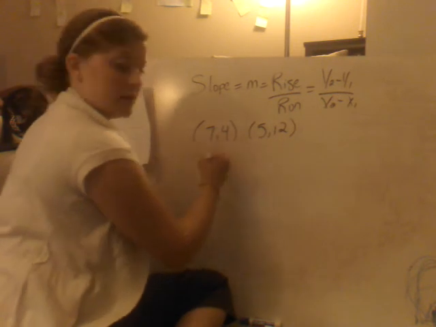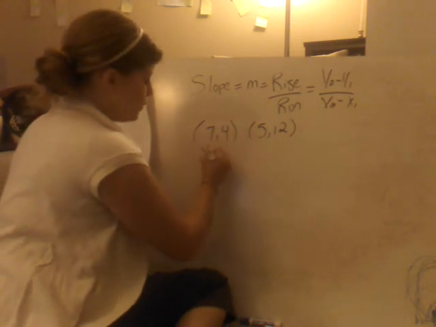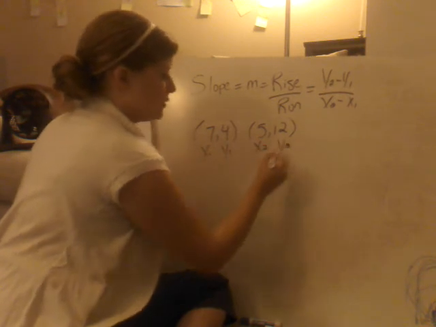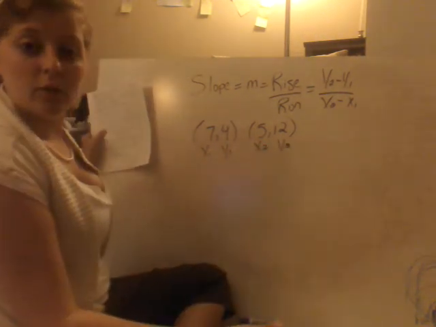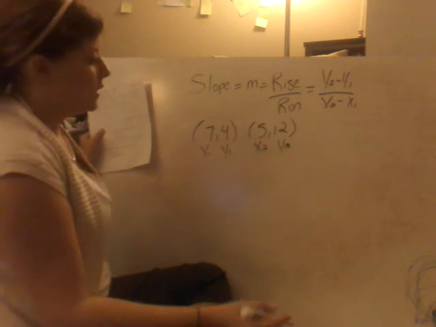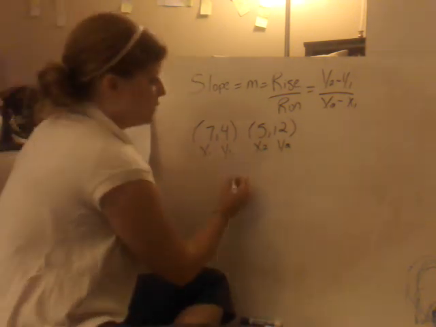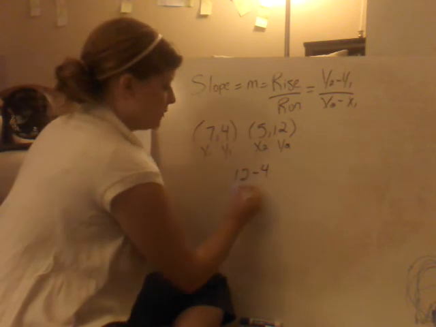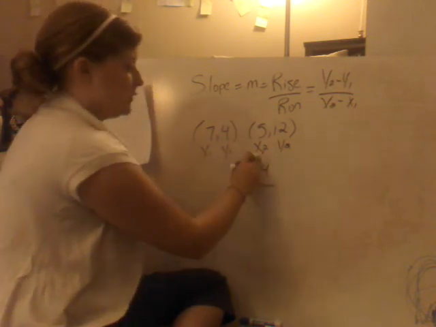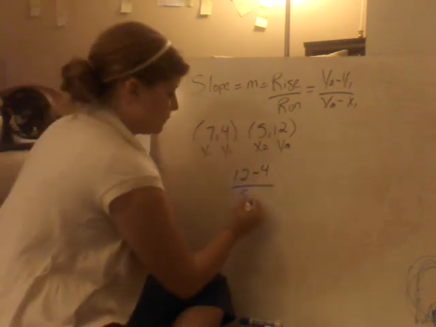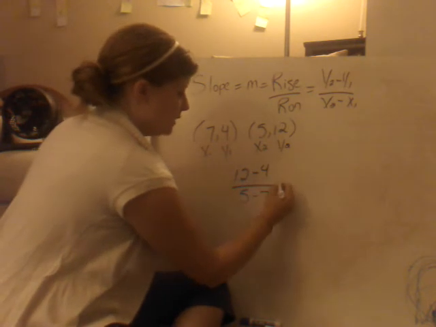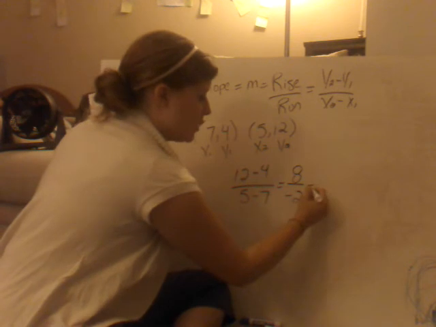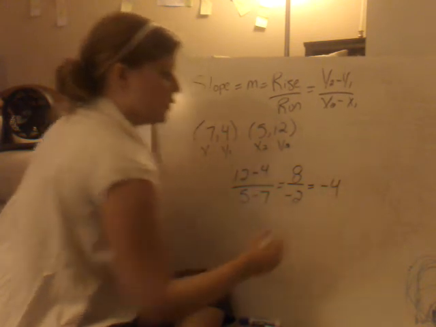So I'll label my x's and y's. x1, y1, x2, y2. It doesn't tell me to label anyone specifically, so I can pick. So now I'm going to take my y2, 12, minus my y1, which is 4, over 5, which is my x2, minus 7, is equal to 8 over negative 2, or negative 4.